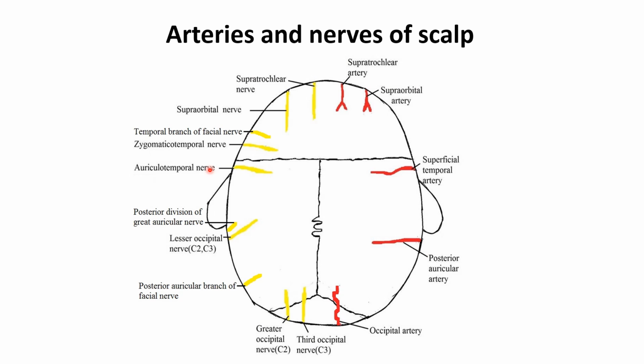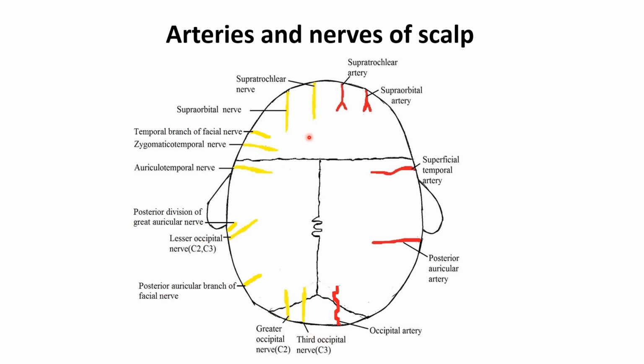are sensory nerves. Behind the auricle, we have the posterior division of great auricular nerve, lesser occipital nerve, the posterior auricular branch of facial nerve, greater occipital nerve, and the third occipital nerve. So there are 5 branches behind the auricle, and out of these 5 branches, the posterior auricular branch of facial nerve supplies the occipital belly of occipitofrontalis. This is the motor nerve. Remaining nerves are sensory nerves.